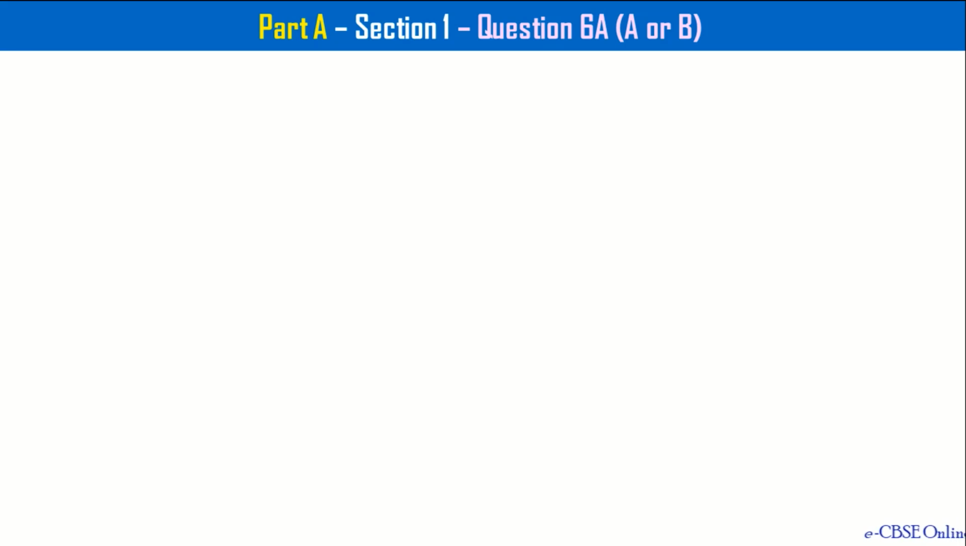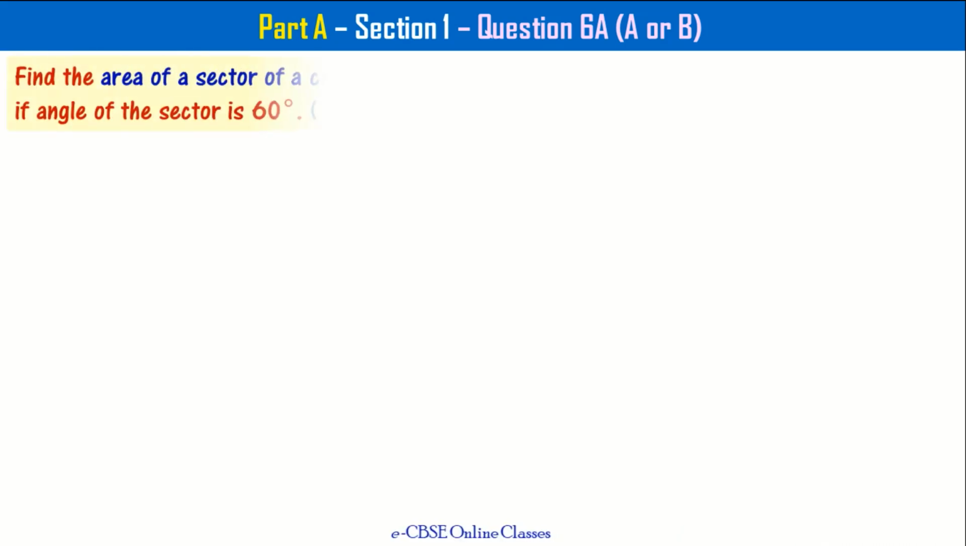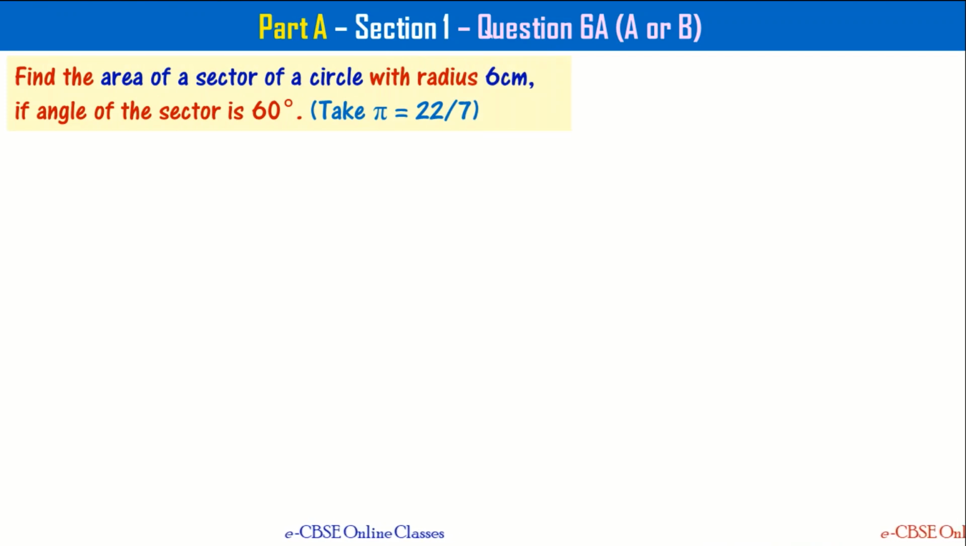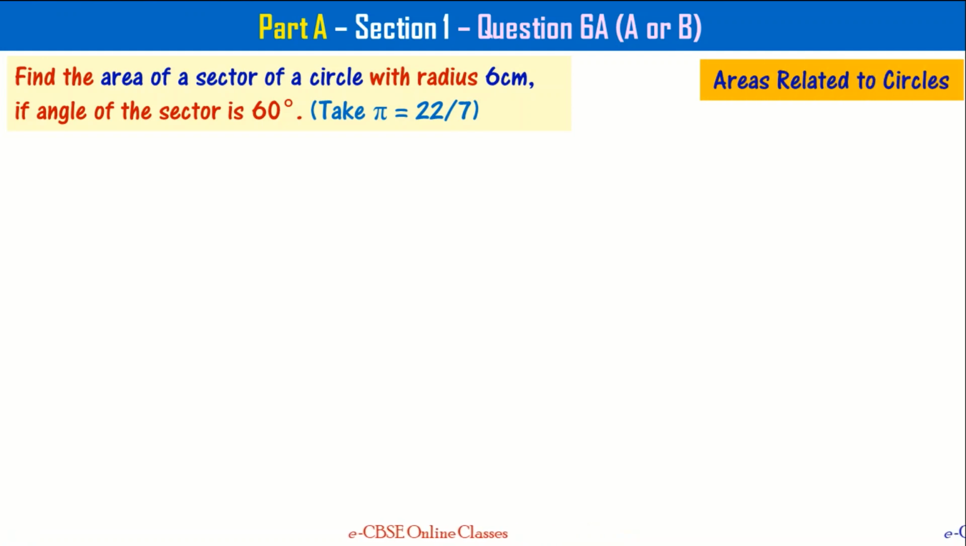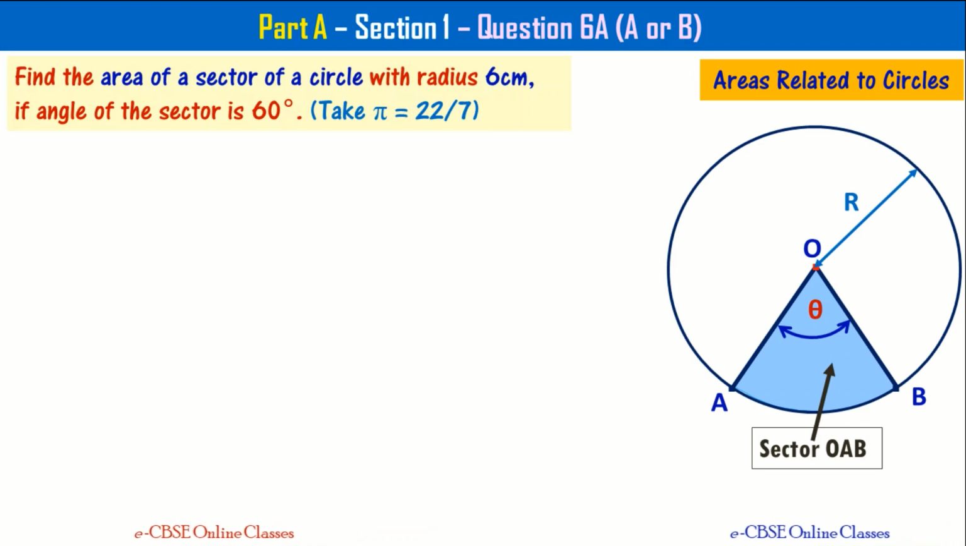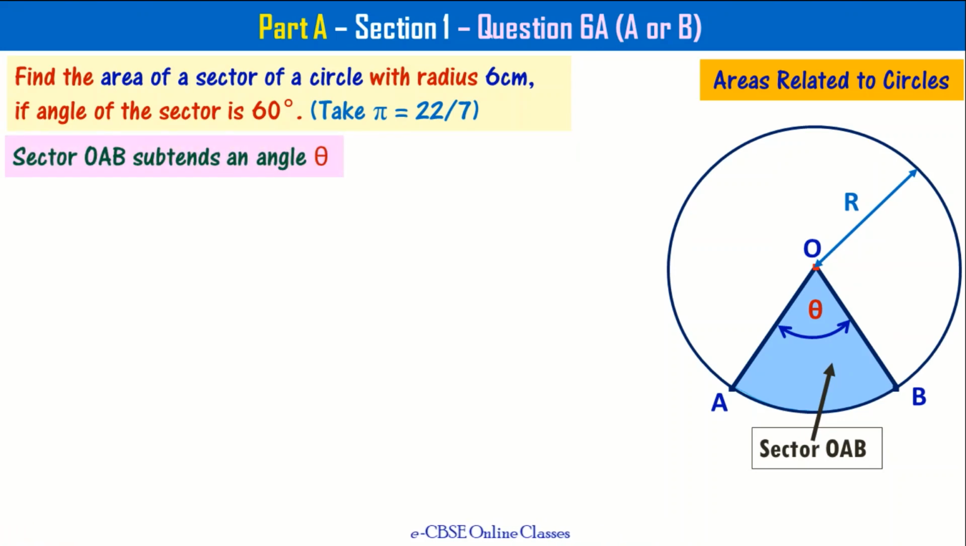Let's take a look at next question. It has got choice. Let's solve question 6 here now. Find the area of a sector of a circle with radius 6 centimeters. If the angle of the sector is 60 degrees, take pi equal to 22 by 7. This particular question comes from areas related to circles chapter. As you see here, sector is shown in light blue color. That is sector OAB. It subtends an angle theta at the center of the circle.